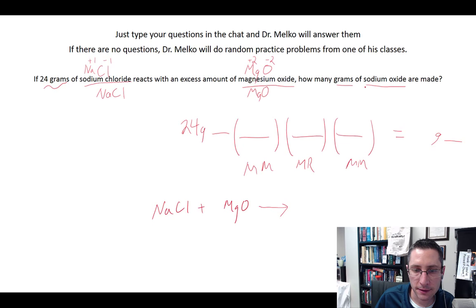Sodium oxide is one of the products, so I need to come up with the formula for that. I know it's going to be some combination of Na for sodium and O for oxygen, but here I need to consult the periodic table or just recall that sodium wants to be +1 and oxygen wants to be -2, and so those are going to have to cross over and give us a formula for sodium oxide of Na2O. Okay, so that's one of the products here.